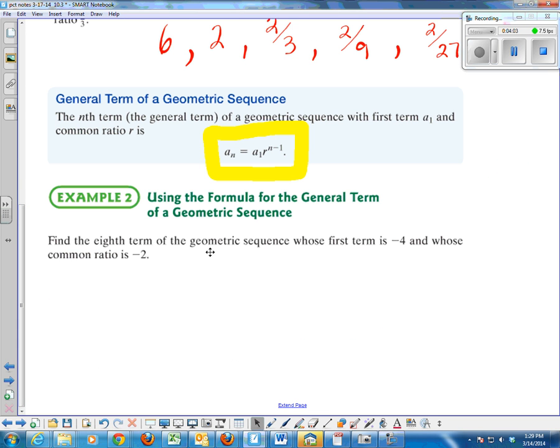Find the 8th term of the geometric sequence whose first term is negative 4 and whose common ratio is negative 2. Pause, take a minute to plug all of those values into the formula.